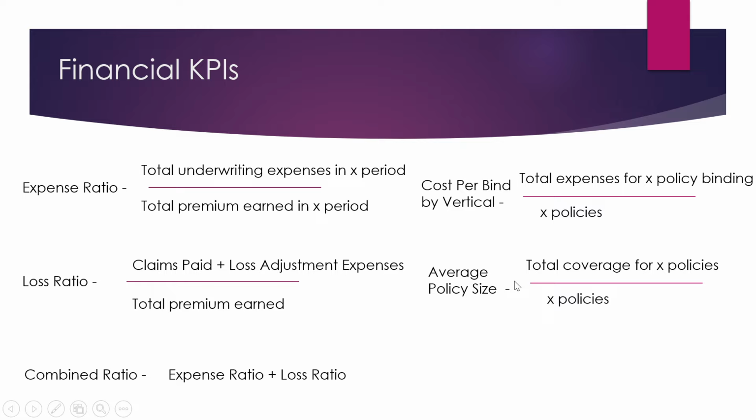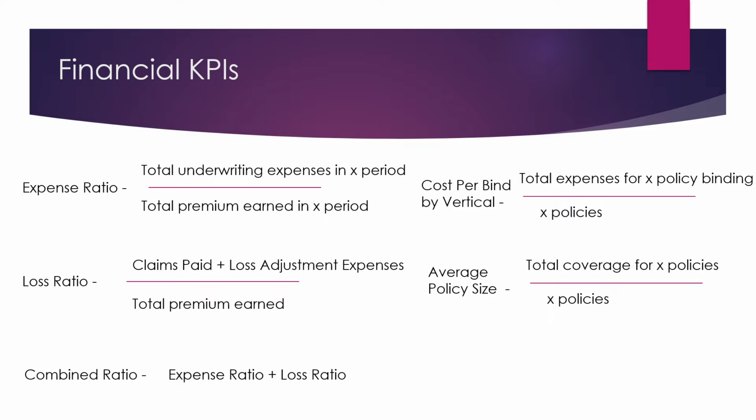Now the next ratio here is about average policy size. This is a totally different thing. All the KPIs will be understood through a dollar amount or rupee amount. Policy size means the coverage amount for the policy. Say, for example, I'm covering 1 lakh for a medical policy that I've sold as an insurance company. So the policy size is 1 lakh.